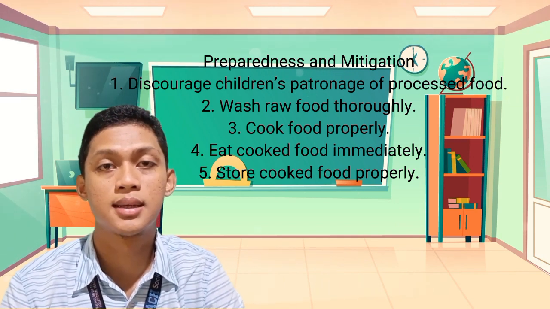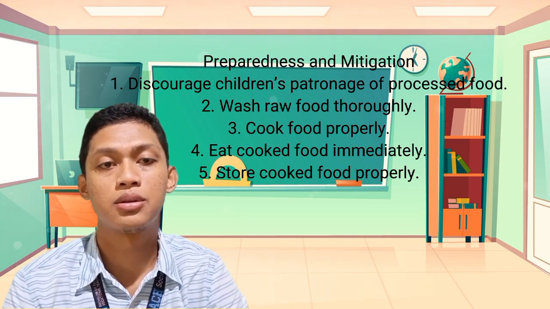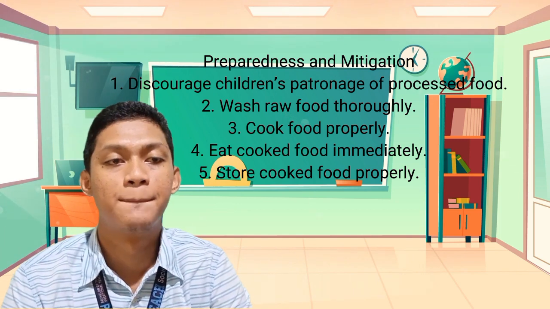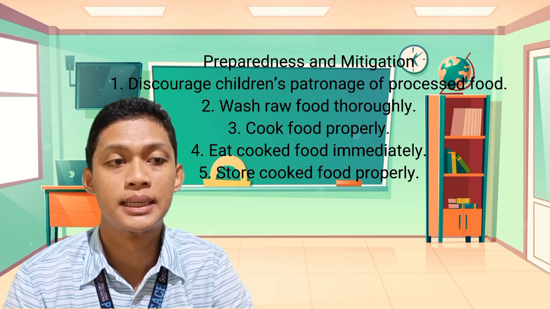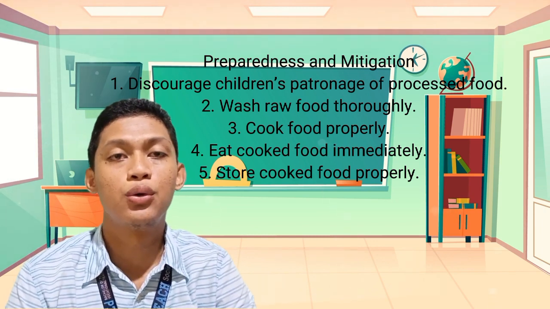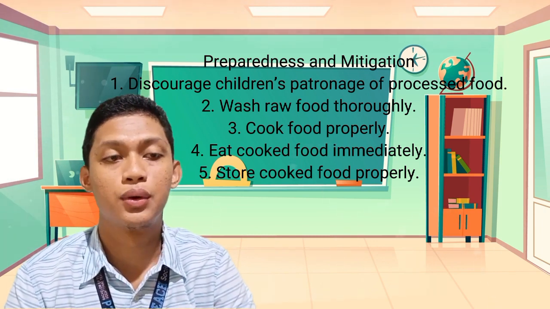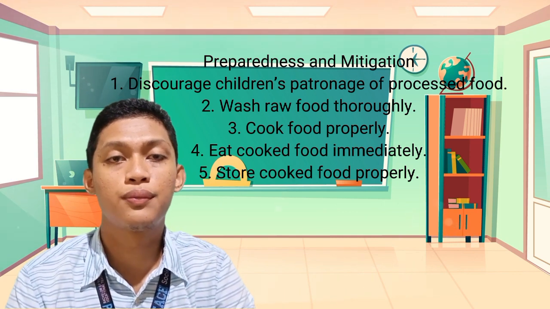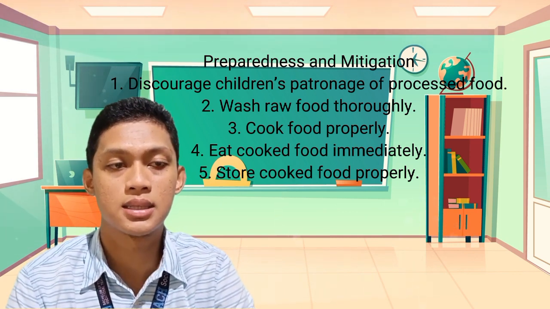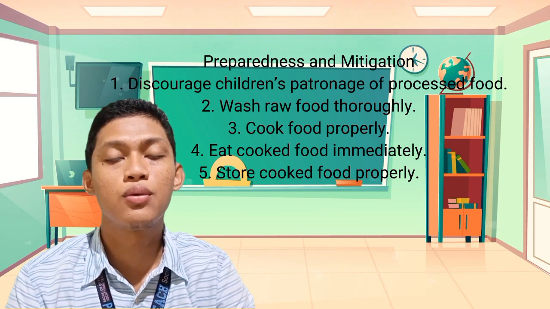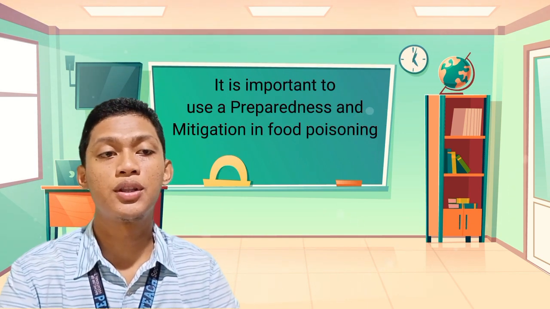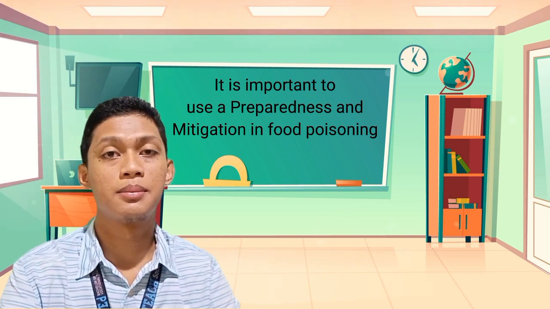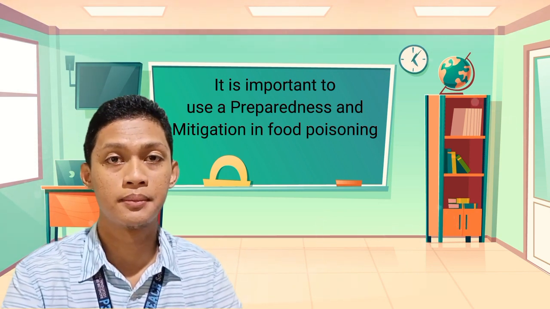Number 1, discourage children to patronize processed food. Number 2, wash raw food thoroughly. Number 3, cook food properly. And 4, eat cooked food immediately. And last is store cooked food properly. Okay class, it is important to use preparedness and mitigation in food poisoning.